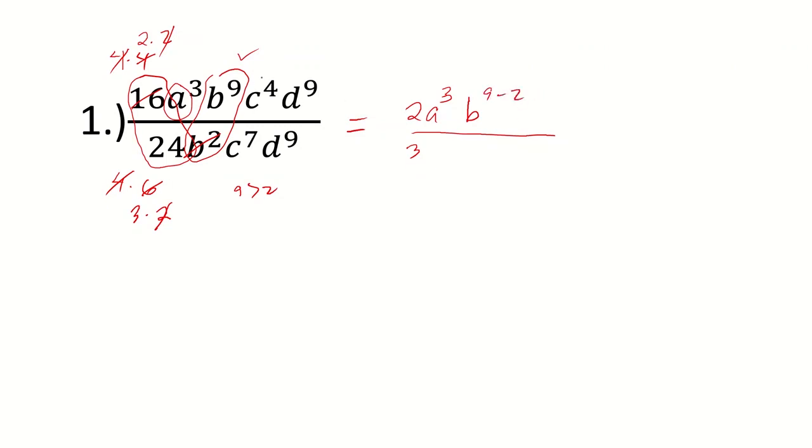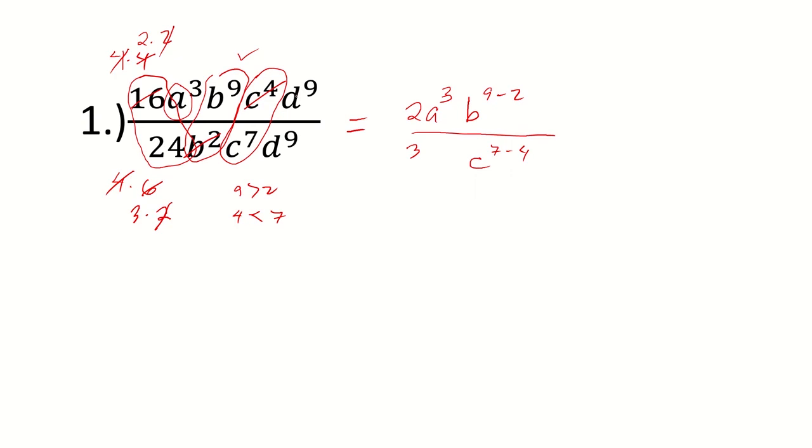Sunod, yung C. C to the power 4 divided by C to the power 7. C4 is less than 7. So, ilalagay natin si C sa baba. Kasi case 2. Then, subtract natin yung exponent, 7 minus 4. So, makakancel out lahat ng C to the power 4 dito sa itaas.